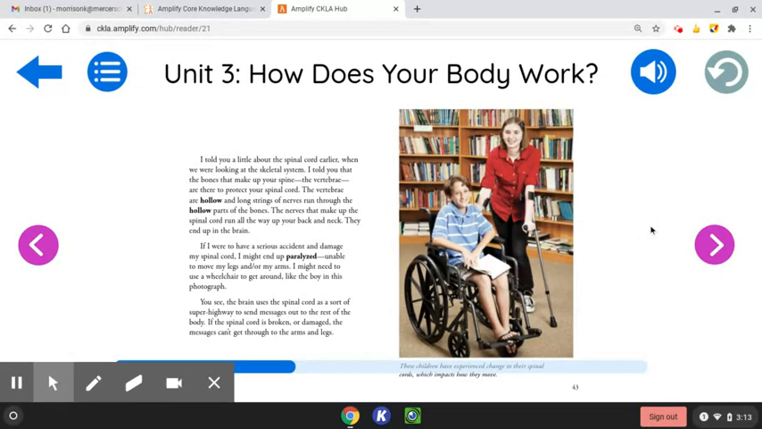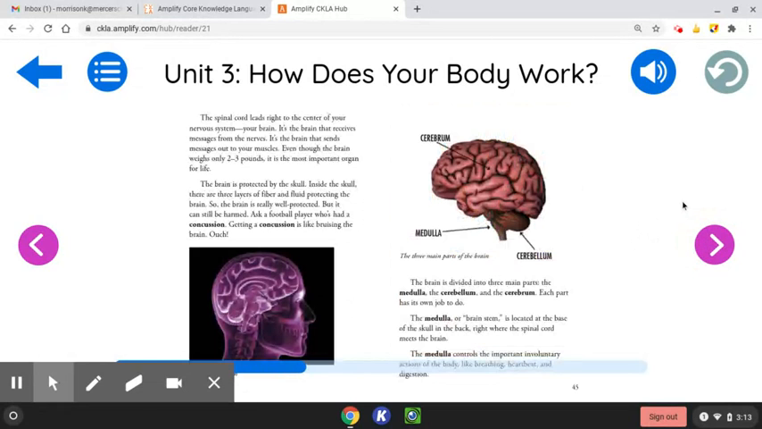All right, we're going to move on to the next page. This spinal cord leads right to the center of your nervous system, your brain. It's the brain that receives messages from the nerves. It's the brain that sends messages out to your muscles.